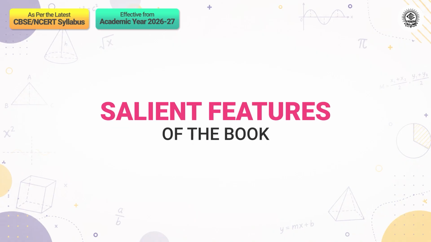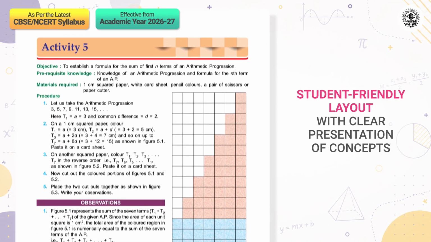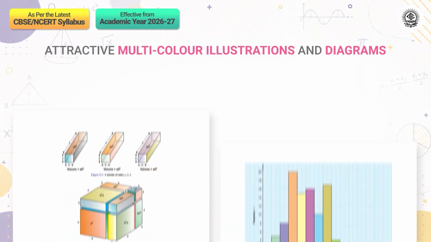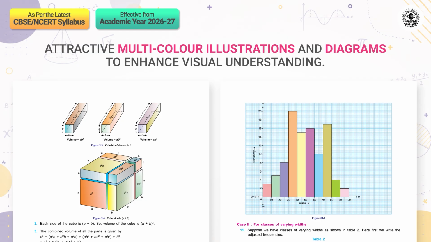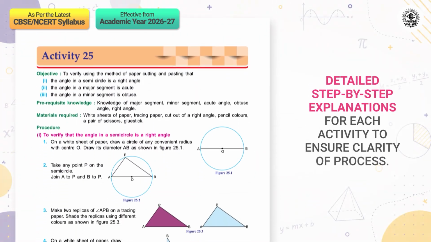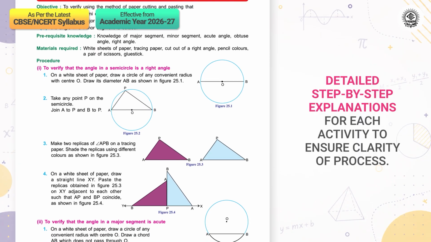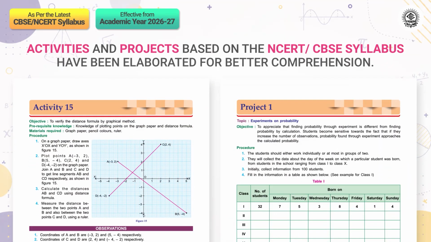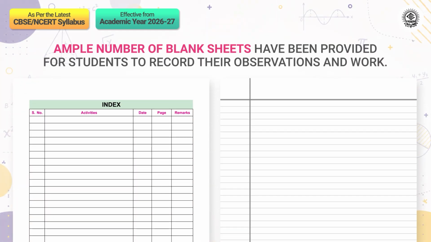This book aims to make learning mathematics engaging, practical, and meaningful. Salient features of the book: student-friendly layout with clear presentation of concepts, attractive multicolor illustrations and diagrams to enhance visual understanding, simple and easy-to-understand language suitable for all learners, detailed step-by-step explanations for each activity to ensure clarity of process, activities and projects based on the NCERT CBSE syllabus have been elaborated for better comprehension. Ample number of blank sheets have been provided for students to record their observations and work.